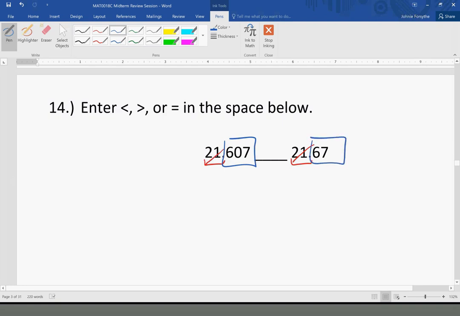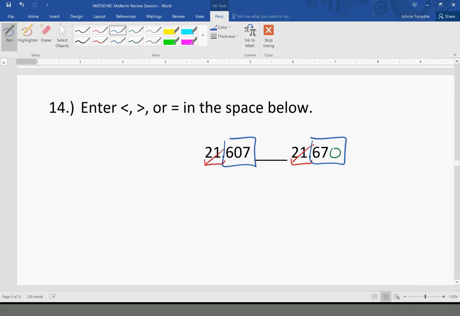So in order to properly compare decimals, they need to have the same place values shown. This has 3 decimal places, 607. So 67 needs to have 3. So we're going to put a placeholder, put a 0 there. So what we're basically really comparing, let's compare 607 to 670.